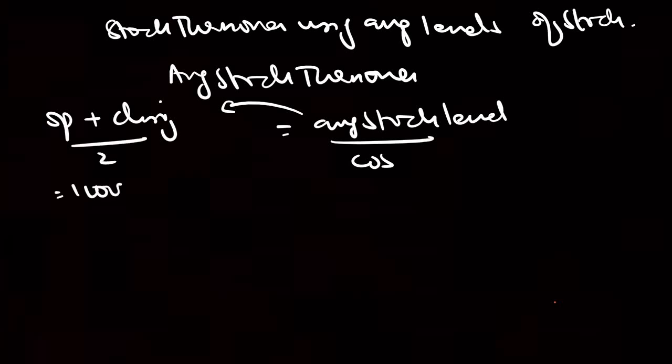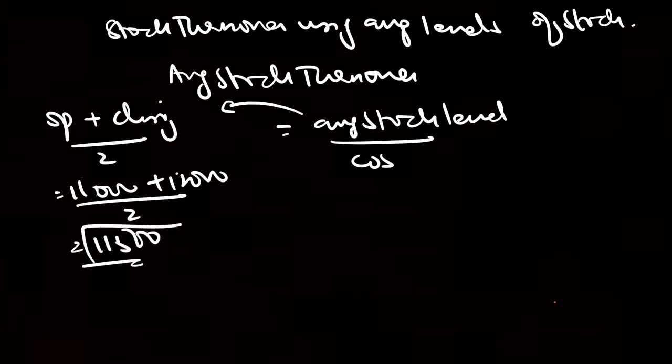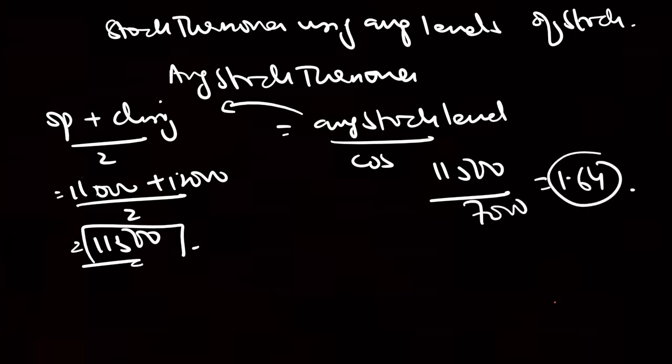So it was 11,000 plus 12,000 divided by 2, it is equivalent to 11,500. Okay, so average stock is 11,500. What is the cost of sales? Right, the cost of sales are 7,000. So the stock turnover is 1.64 times.